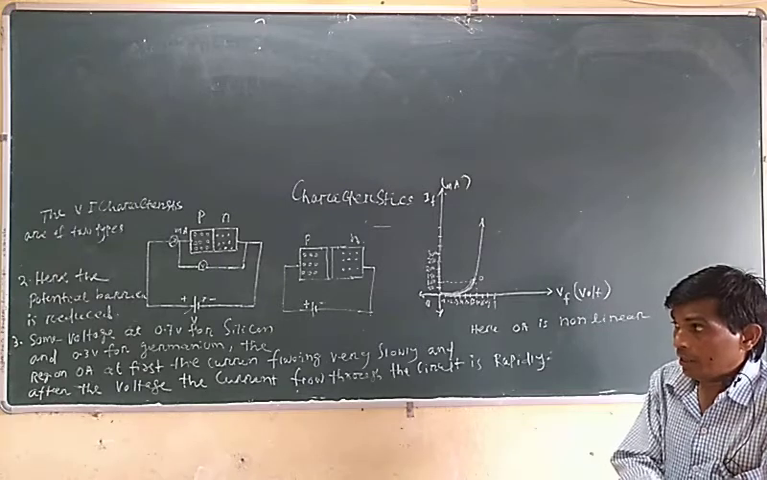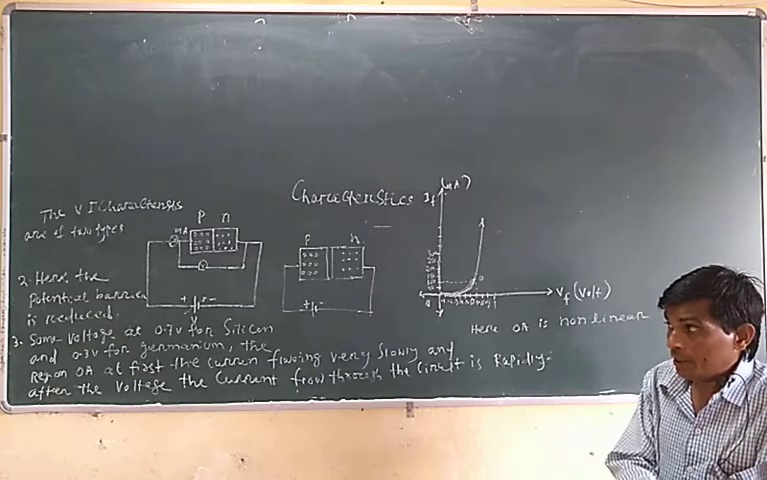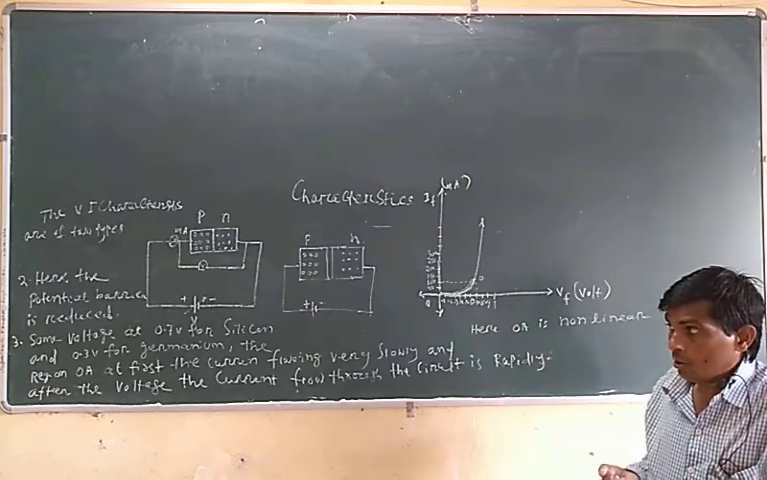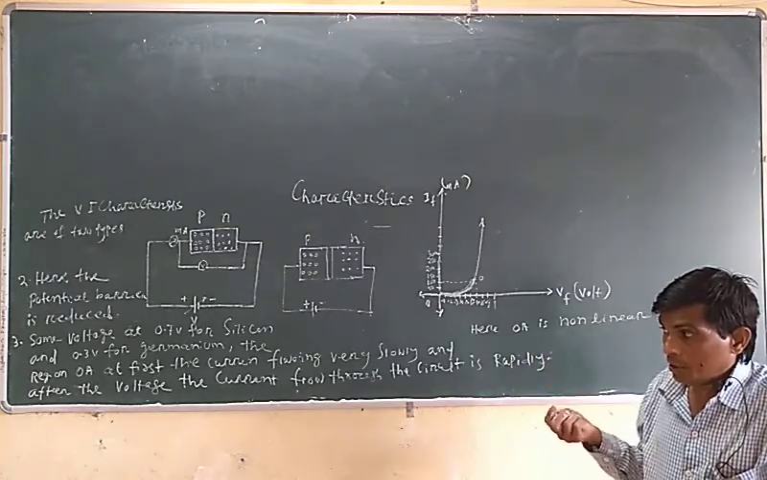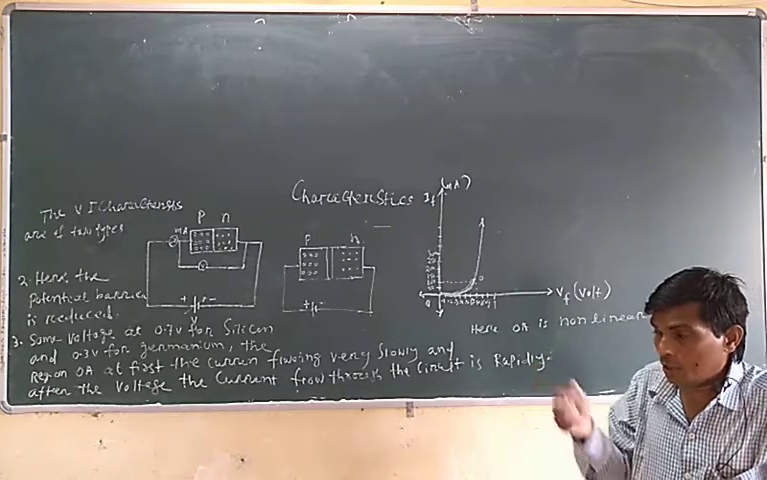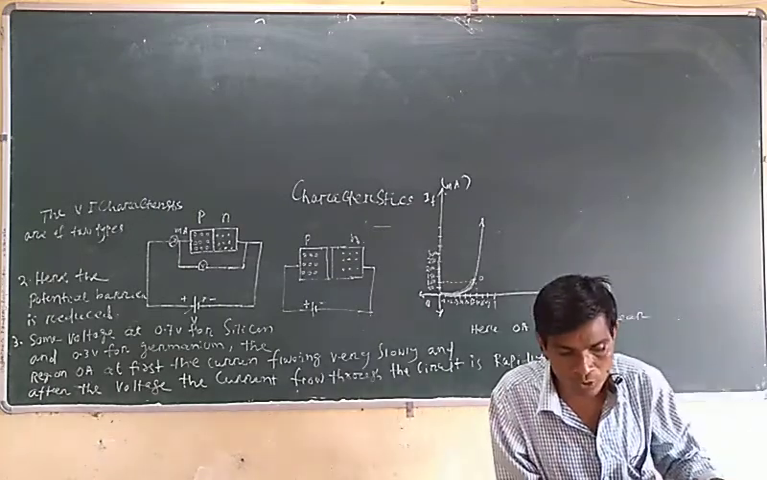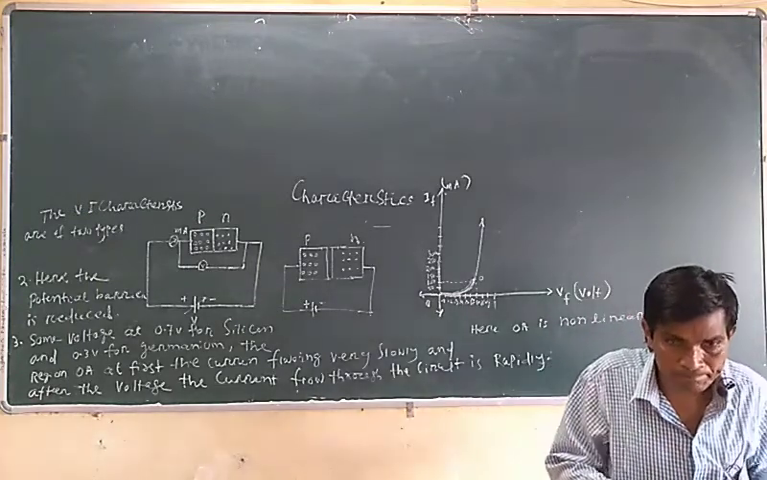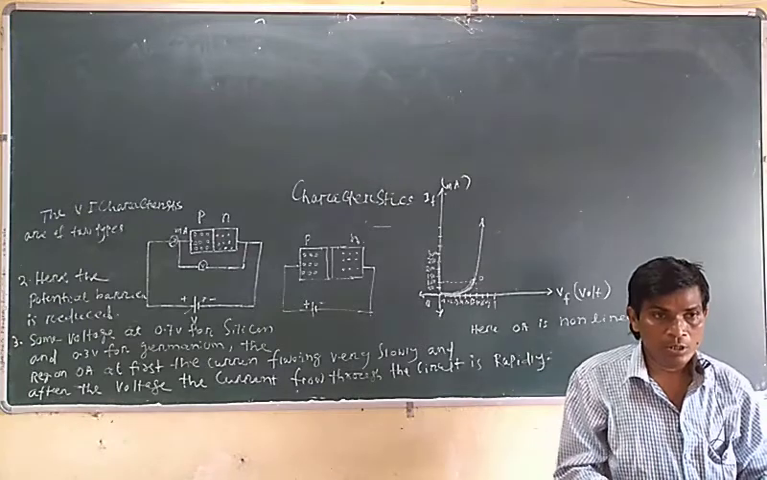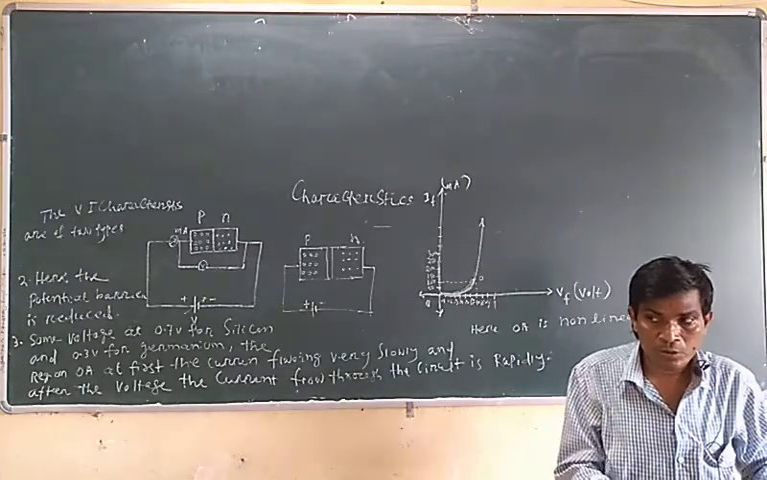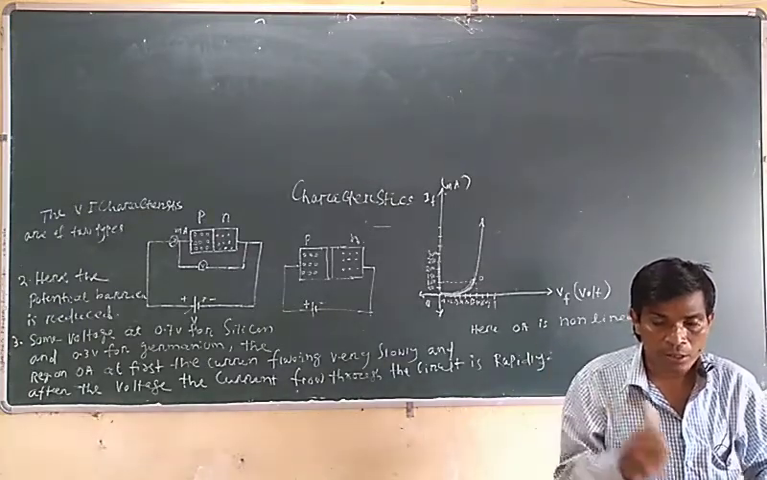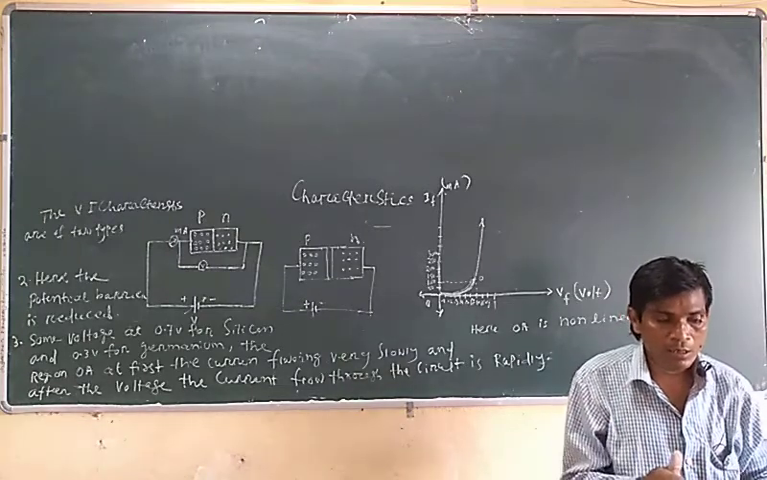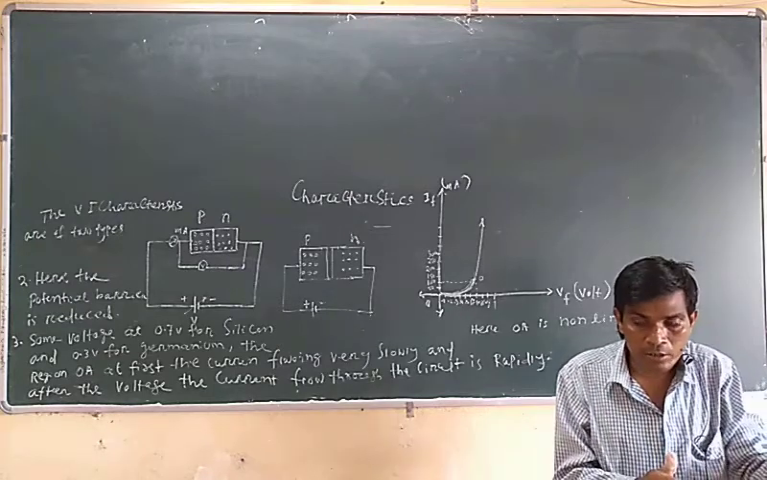then the potential barrier is reduced. After that, when the potential barrier is reduced, the junction resistance will be reduced. When the resistance is reduced, current is able to pass through the circuit. This PN junction behaves like an ordinary conductor.